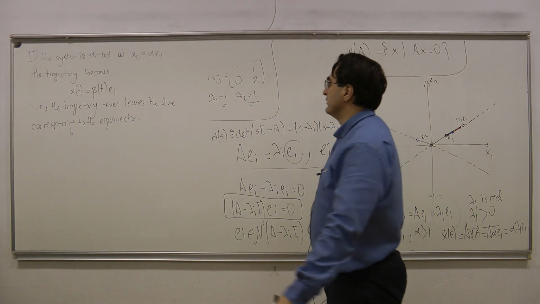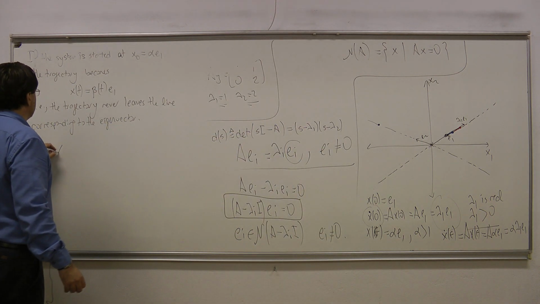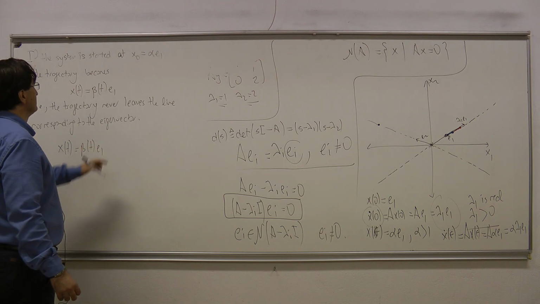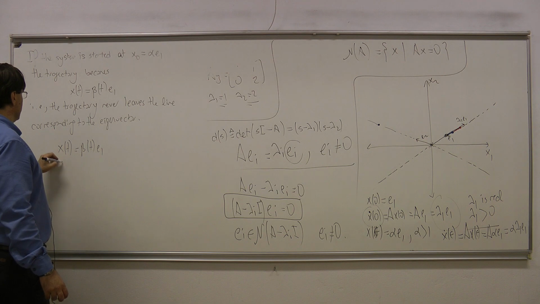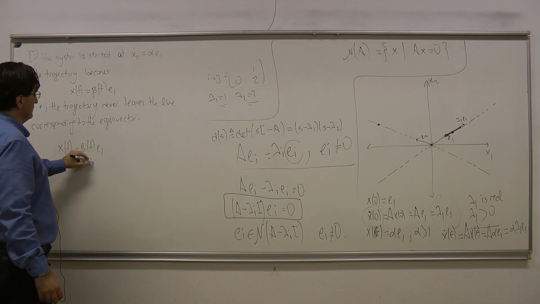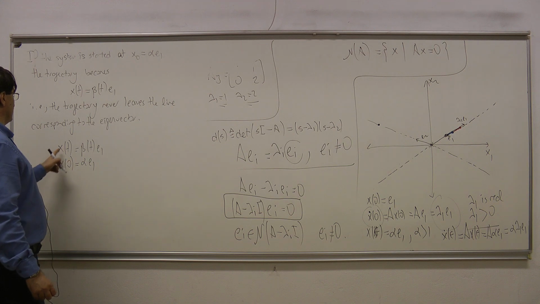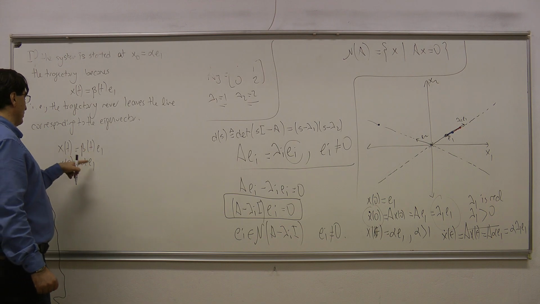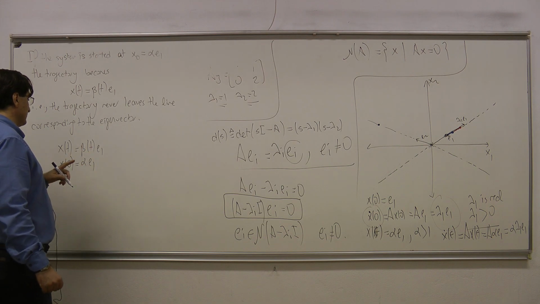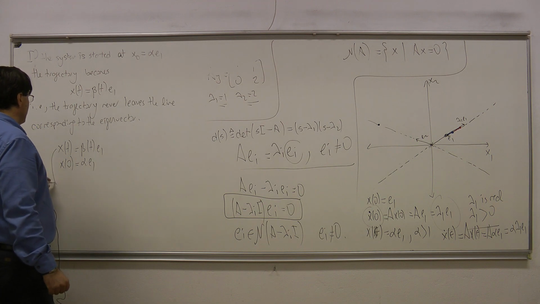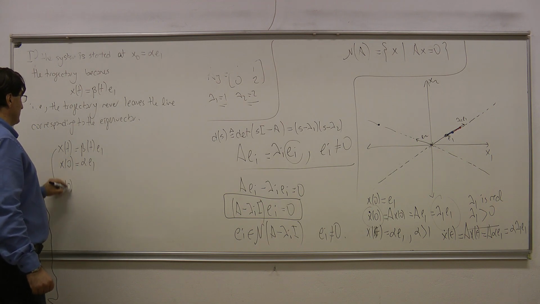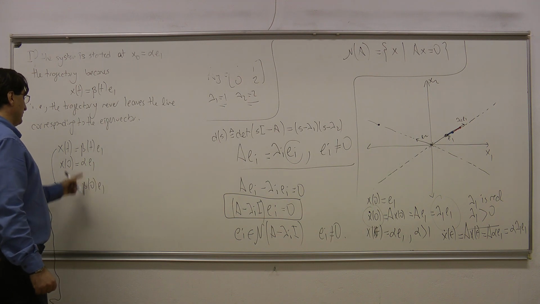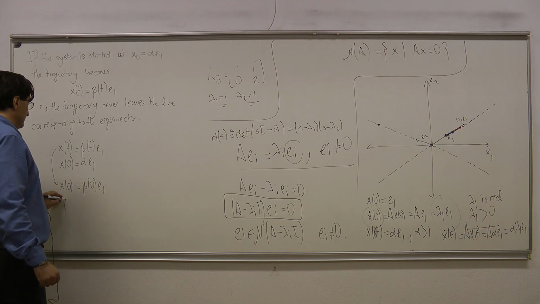So let us try to understand this. Suppose that I have x of t equals beta of t times E1, and suppose that x0 is alpha E1. Then these two equations have to be satisfied. So when I substitute t equals 0 in the first equation, it has to give me the second equation. So I have x of 0 equals beta of 0 times E1. So here I understand that beta of 0 is alpha.